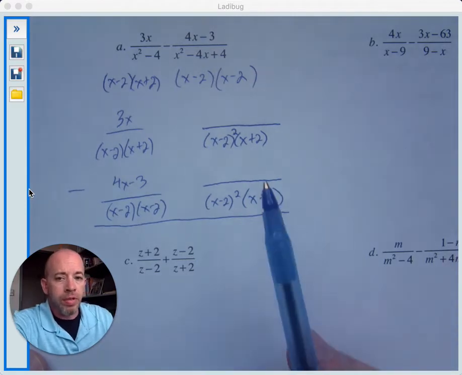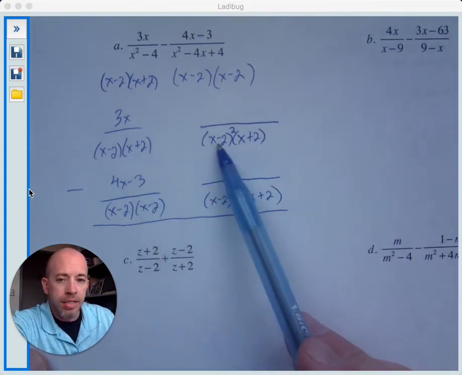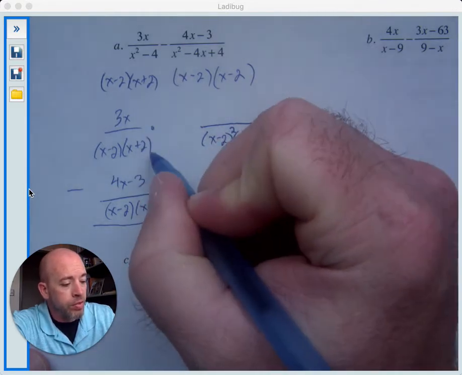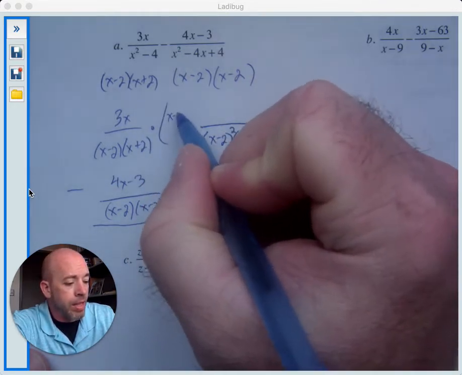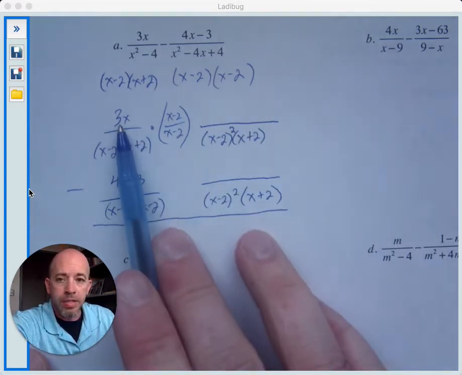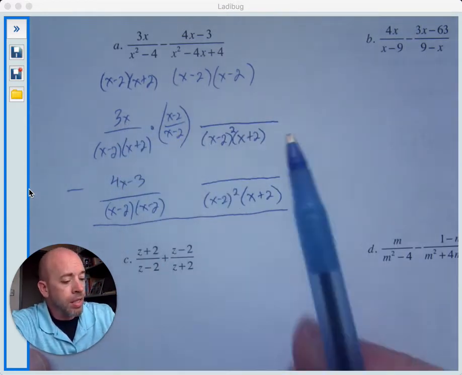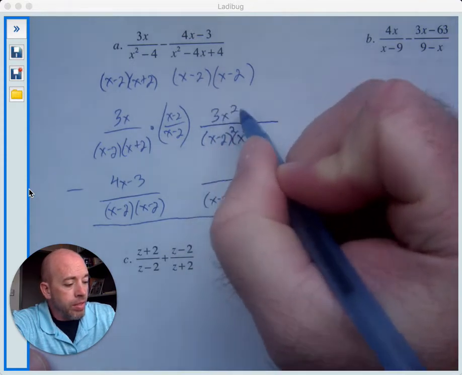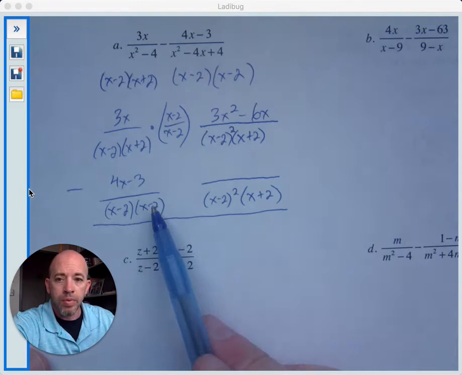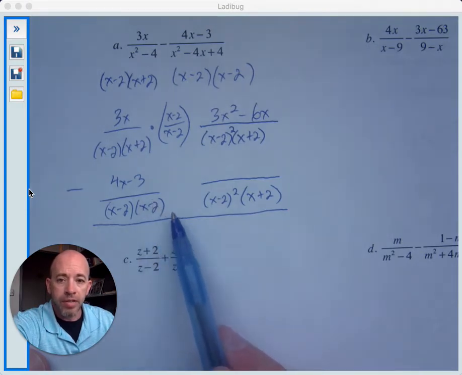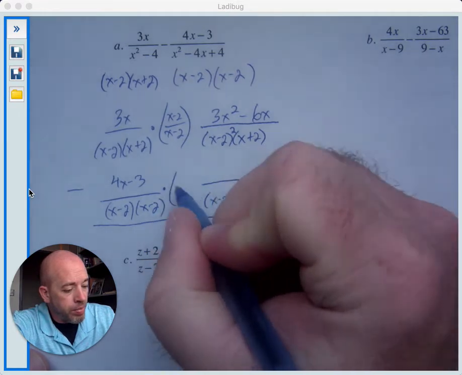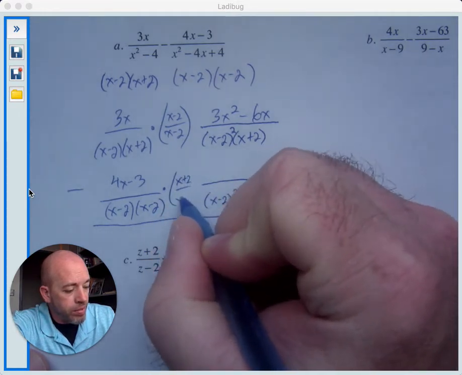So what did we multiply this denominator by to get this denominator? Well, we need another factor of x minus 2. Whatever we do to the bottom, we have to also do to the top. So we're going to multiply the top here by x minus 2. Distribute the 3x. We get 3x squared minus 6x. Down here, we need a factor of x plus 2, right? So we're going to multiply by x plus 2 over x plus 2.